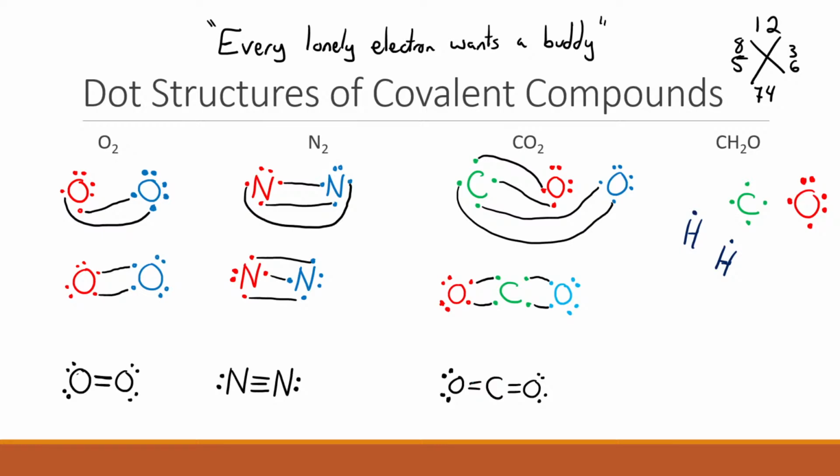Our correctly connected lonely electrons in this situation looks like this. The carbon will double bond to the oxygen and single bond to each hydrogen. There is no other configuration that allows all lonely electrons to be paired up. If you connect one of the hydrogens to the oxygen, then all of a sudden there's a leftover set of dots on the carbon, and you can't connect carbon to itself.